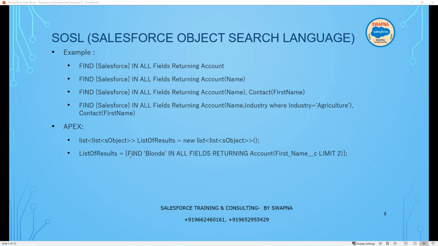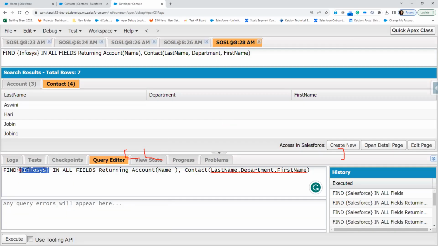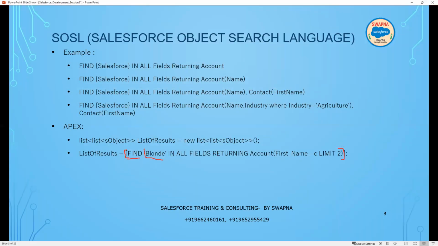Now the search keyword here. It always starts with a find, and the SOSL is also within the square brackets. So you have to find, and here for the search keyword, you need not put the curly braces. In the query editor, we specified inside the curly braces, whereas inside the Apex, you need to specify within the single quotes.